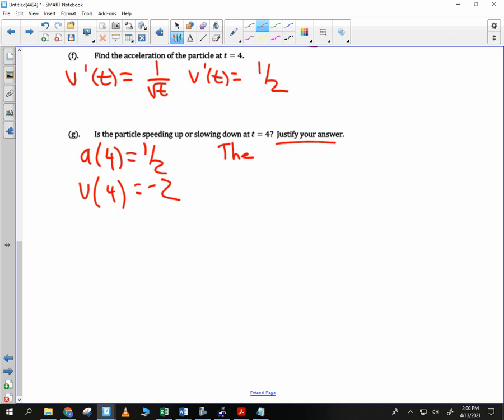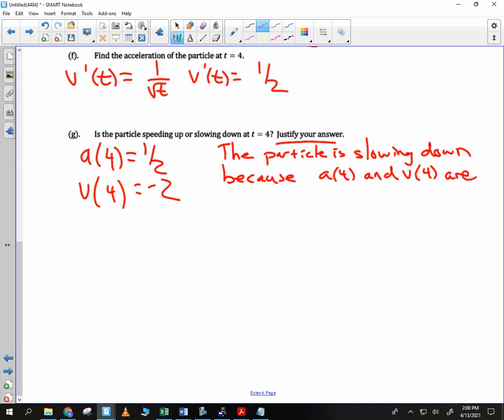It says just by your answer, we must say the particle is slowing down because a of 4 and v of 4 are different signs.